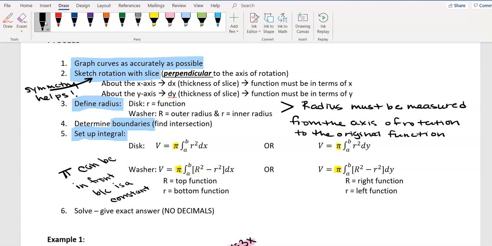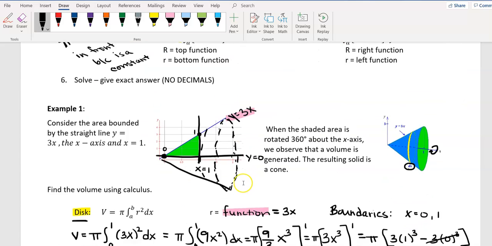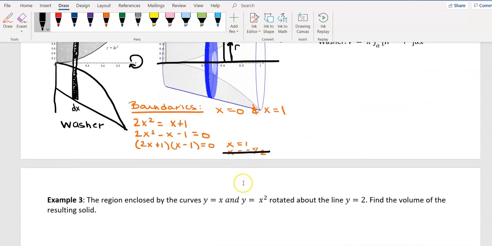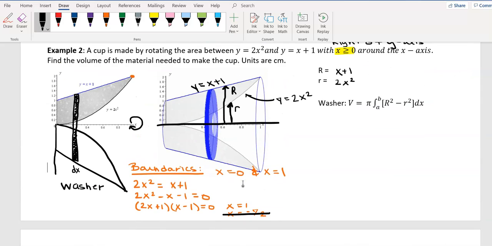So that is just something to note so that you don't get confused as to why pi is not with the r squared or your radius squared. Okay, so let's go back down to our question. We need to set up our integral. So we have volume is equal to pi, and then our integral's bounds are going to be from 0 to 1. Those are what we found before as our boundaries.